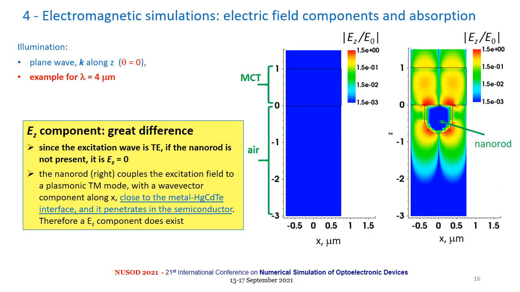Instead, and as expected, the Z component of the electric field is very different in the two cases. Without the nanorod, the Z component of the electric field is absent because the mode remains a TE mode. On the contrary, with the nanorod, the Z component is quite large, and in the Mercatel it concentrates around the metal semiconductor interface.